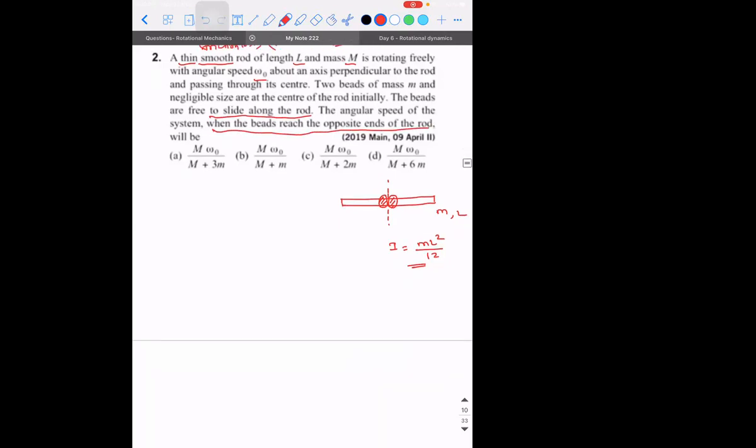So this is the initial scenario. Now, when the rod starts rotating, what do you think will happen to the beads? They will start moving away from each other. So there will be one particular scenario where each bead is at one of the ends. Did they give any mass? So the mass of the bead is m. Okay. So the initial moment of inertia of the system is how much?